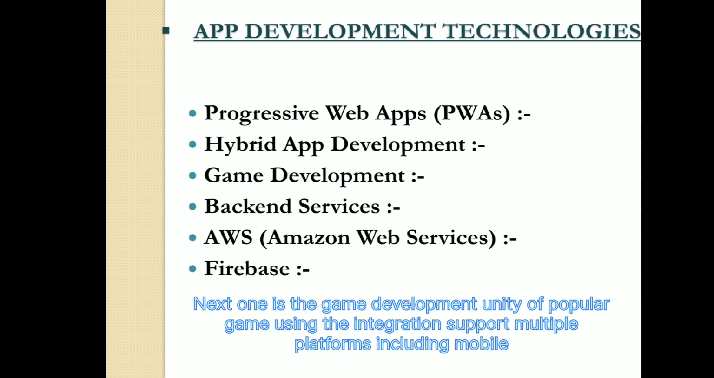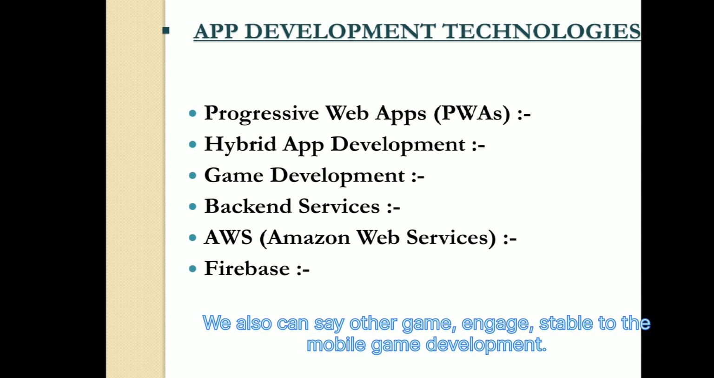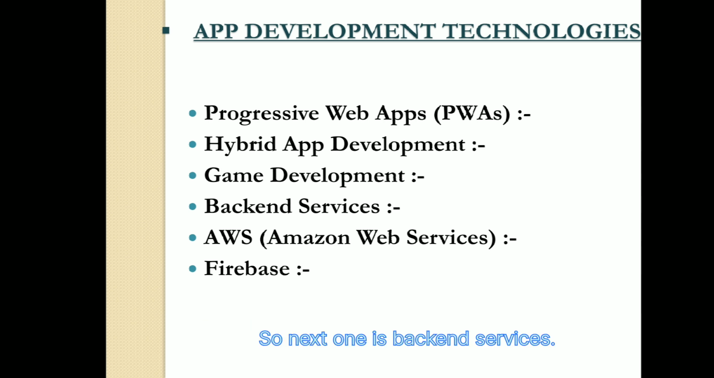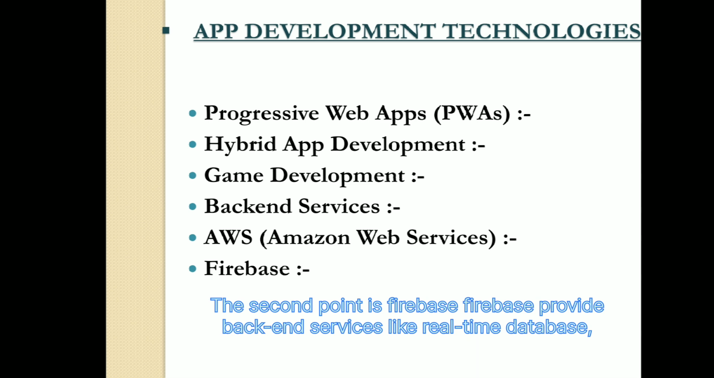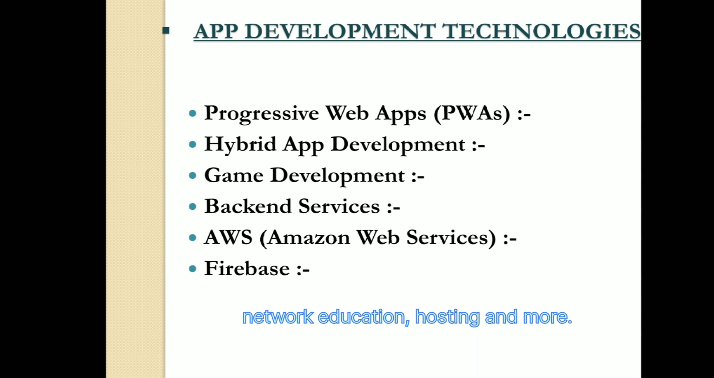Next one is game development. Unity is a popular game engine that supports multiple platforms including mobile. We can also mention other game engines suitable for mobile game development. So next one is backend services. Amazon Web Services offers various cloud services for app development, including storage, databases, and serverless computing. Second point is Firebase. Firebase provides backend services like real-time database, authentication, hosting, and more.